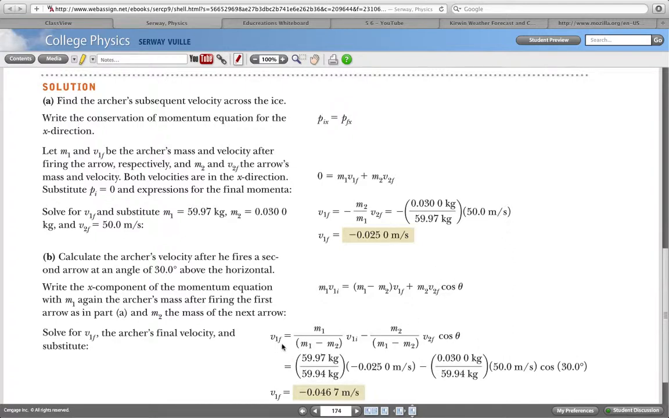So now we end up solving this for V1F, which we don't know, and we plug in all the stuff we do know: mass 1, mass 2, velocity 1 initial, velocity 2 initial, and velocity 2 final are the things that we know. So we solve that in this case, and we're solving for velocity 1 final, and we've got everything we need: mass 1, mass 2, velocity 1, velocity 2 final, and cosine of 30 degrees. Plug it all in and we're good to go.